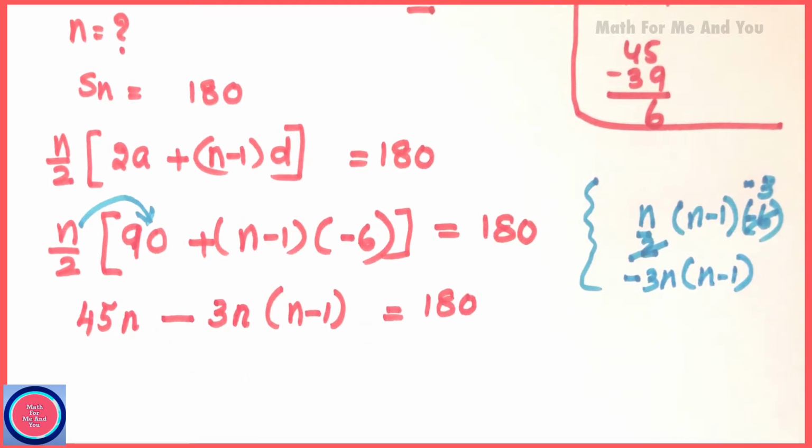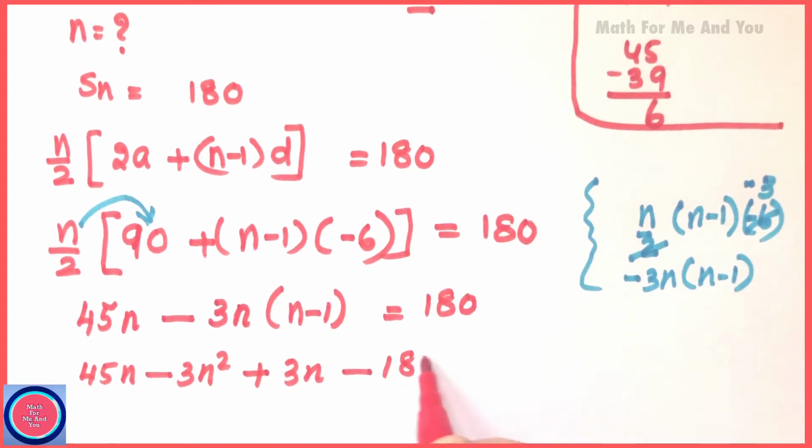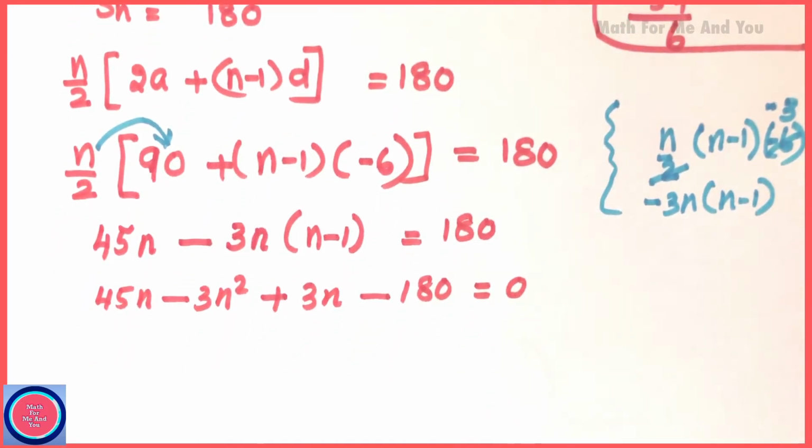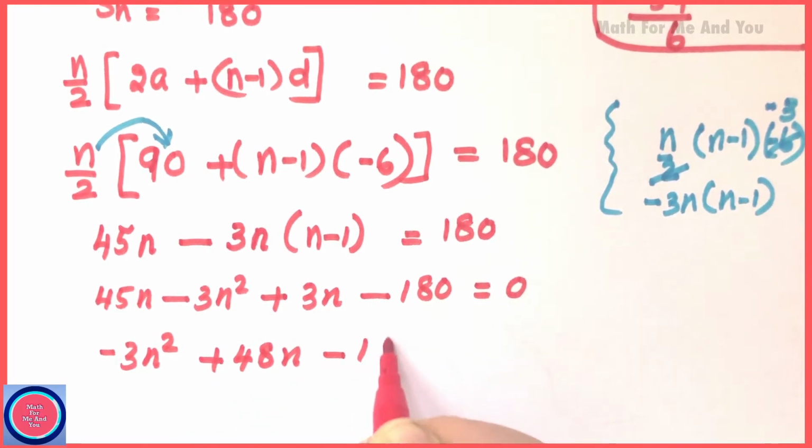Next step, we can remove the bracket. In the second term there is a bracket we can remove. 45n we write the same. Minus 3n times n, it is minus 3n square. Minus 3n times minus 1 is plus 3n. 180 we can move to the left side, then we get minus 180 equal 0. Then we can arrange in order. First n square, it is minus 3n square. N terms together, 45 and 3, that is 48, plus 48n minus 180 is equal to 0.